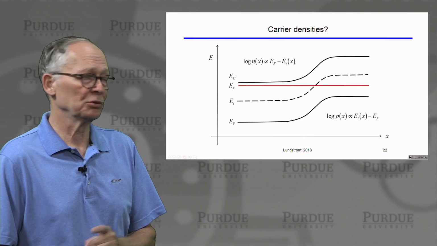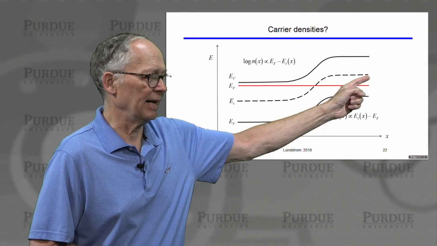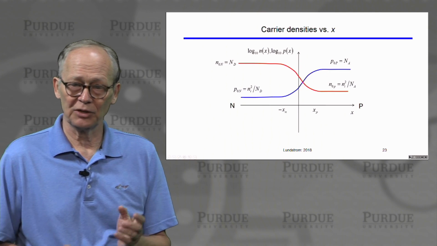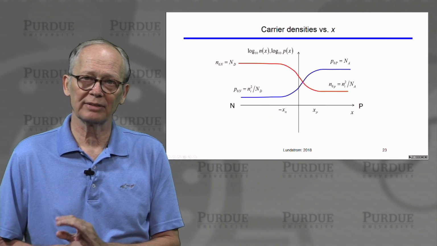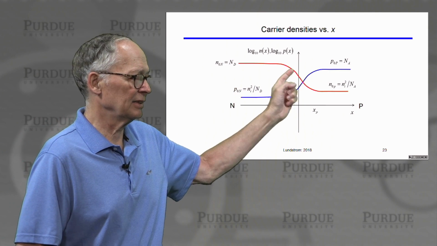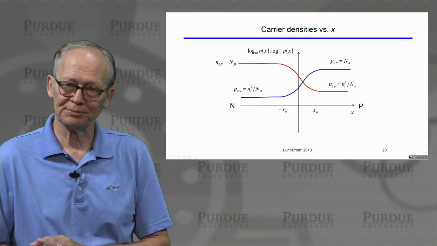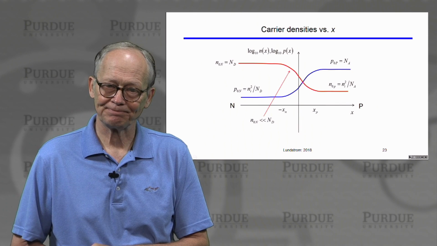The hole density will do the opposite. It'll go from high on the right and become very small on the left. So if we just sketch those out, we have qualitatively the electron concentration versus position and the hole concentration versus position in the p-n junction.